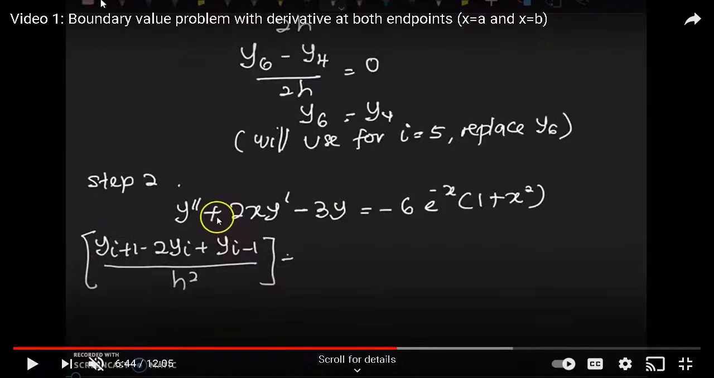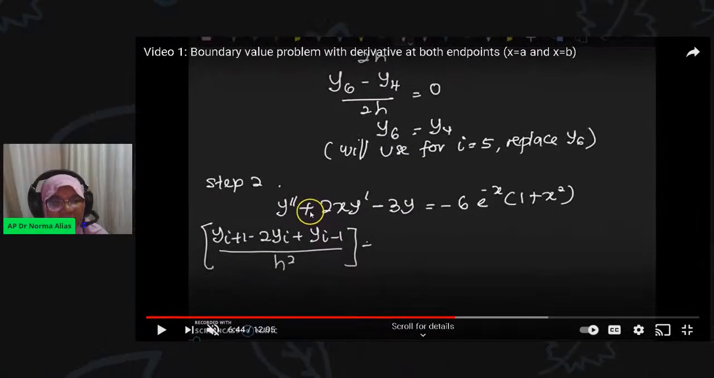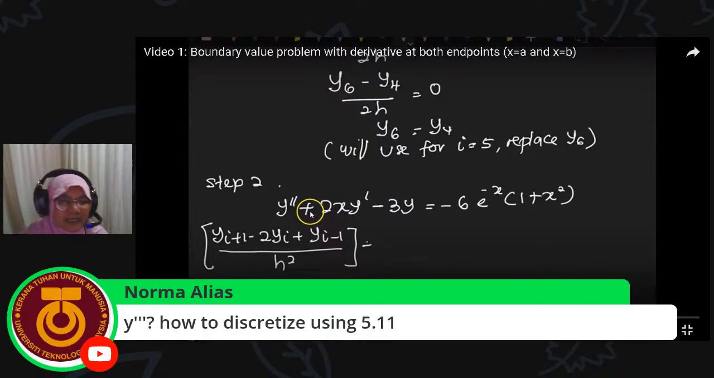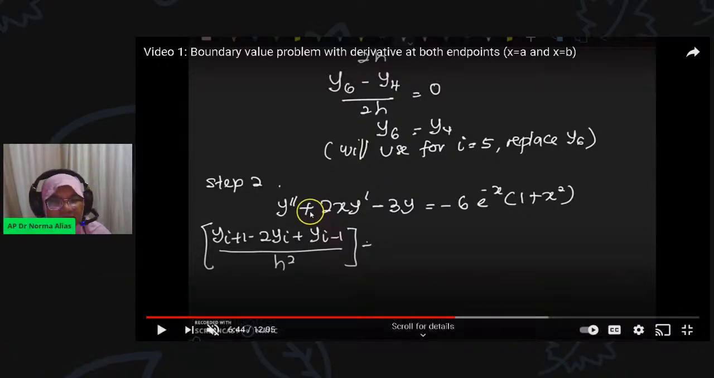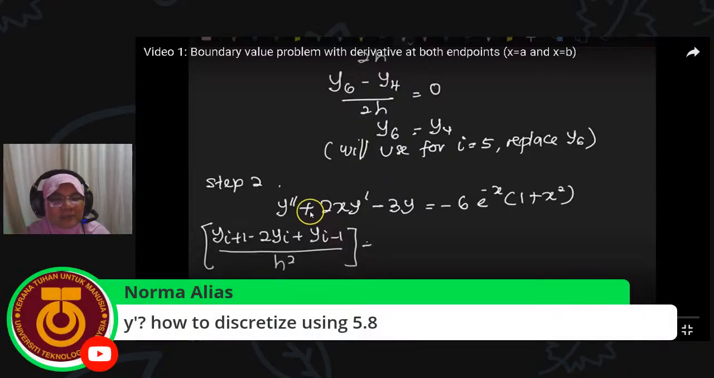Okay, I want you to answer this question. From where do you get the second order derivative? From second order, yeah, this one, not third order. From 5.11, the second order derivative, chapter 5. And then you also need to apply the first order derivative in this question.